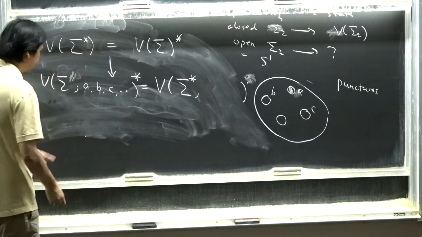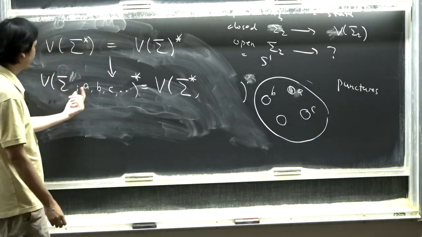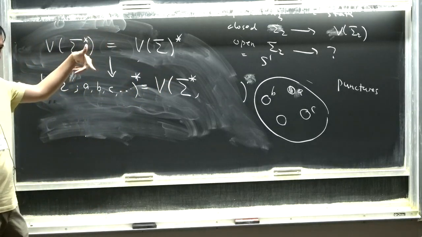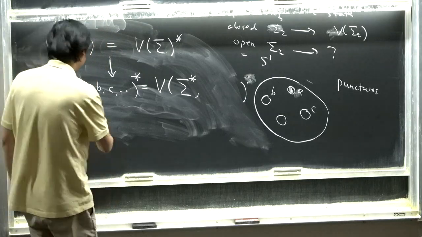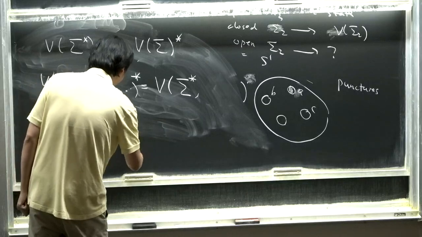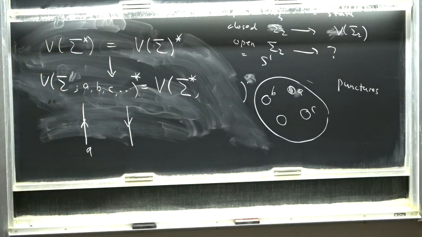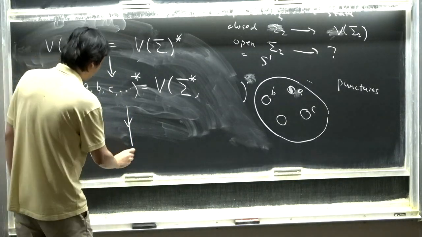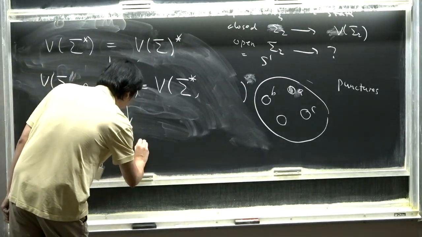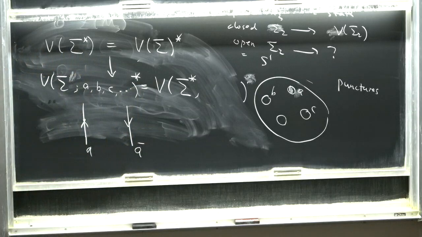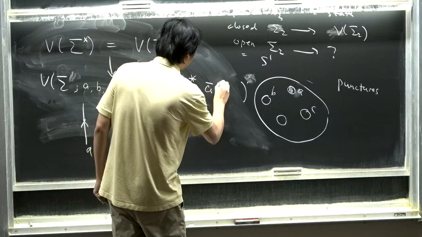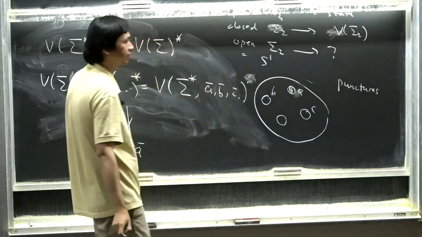If you think about these punctures as Wilson lines, reversing orientation means we are reversing the direction of the Wilson lines. So this is the same as being able to reverse the orientation of the Wilson line. But we need to be a little careful here. These two are not necessarily the same Wilson line. So we just say this is going to be a Wilson line that's dual to A. A bar, B bar, C bar, et cetera.